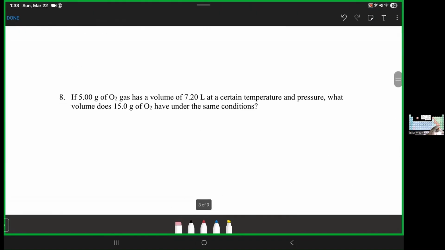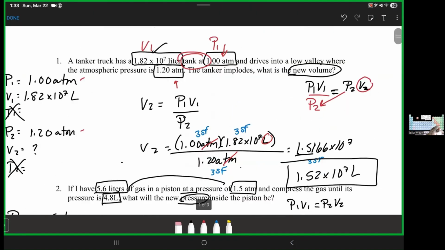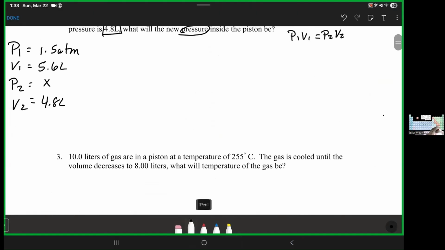Oh, that went all the way to the bottom. Okay, so we are isolating our P2. So we're going to bring our V2 to the bottom on the other side. We're dividing by V2. So P2 is equal to P1 V1 over V2.